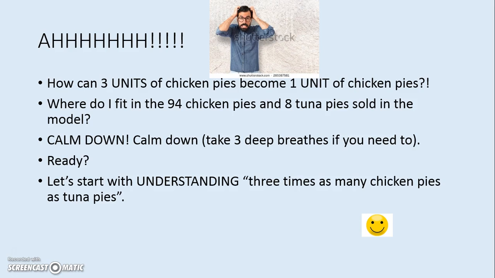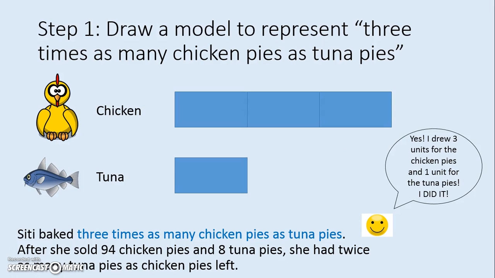So let's start with understanding this information: 3 times as many chicken pies as tuna pies. Ready? Let's go. Step 1. Draw a model to represent 3 times as many chicken pies as tuna pies. Now, why do I have to draw 3 units of chicken pies and 1 unit of tuna pies? Where did I get this information from?